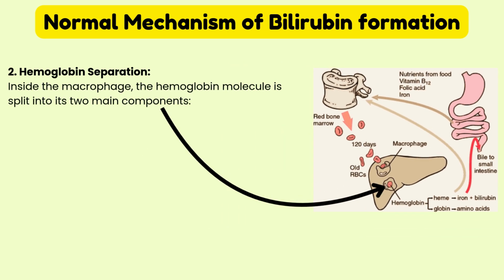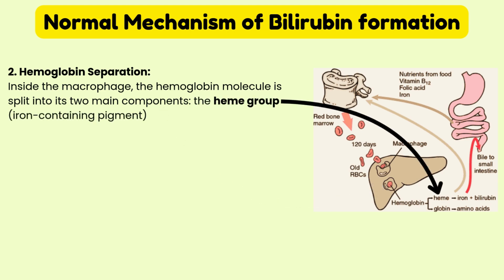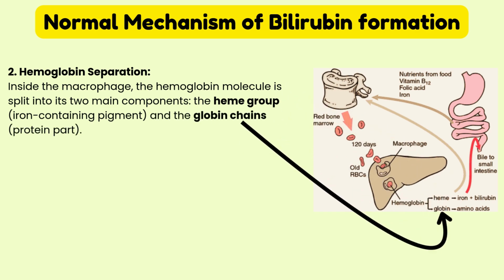Step 2. Hemoglobin separation. Inside the macrophage, the hemoglobin molecule is split into its two main components. The heme group, an iron-containing pigment of hemoglobin, and the globin chains, the protein part of hemoglobin.